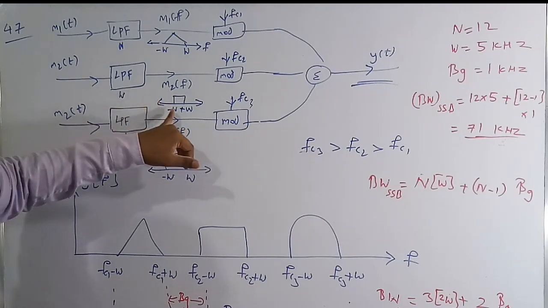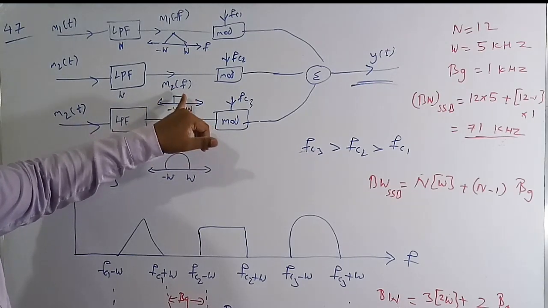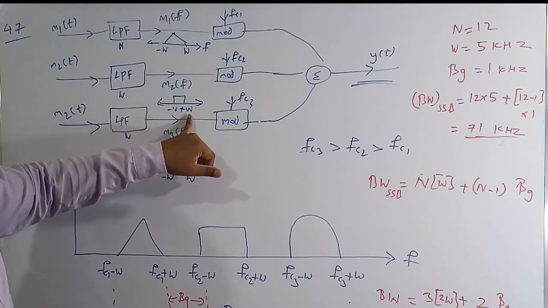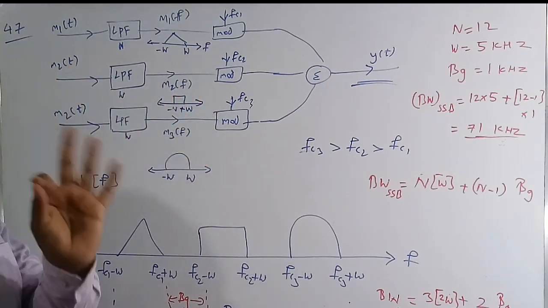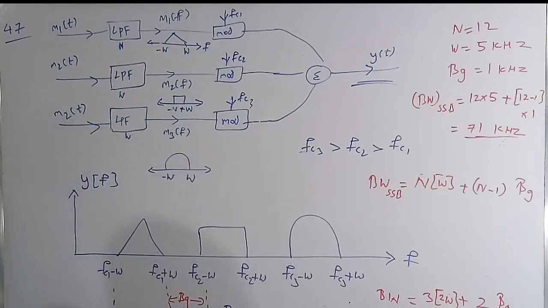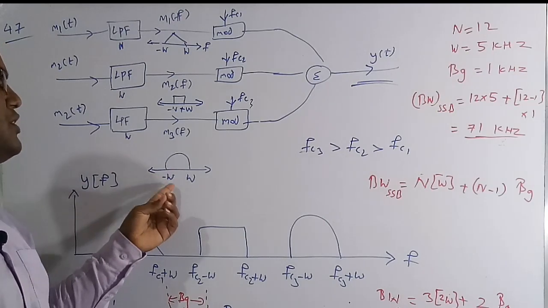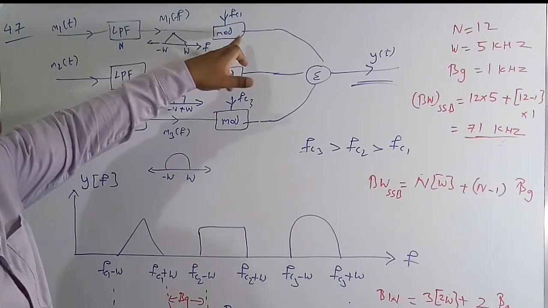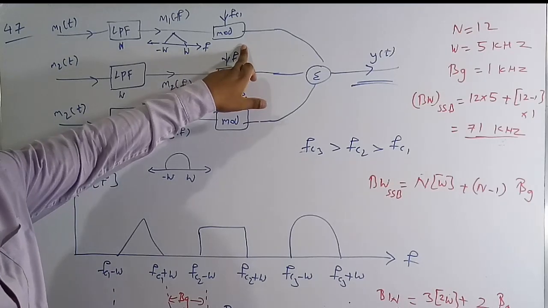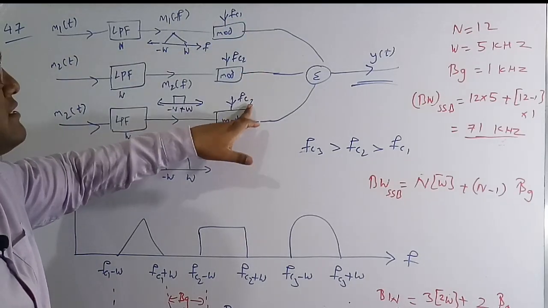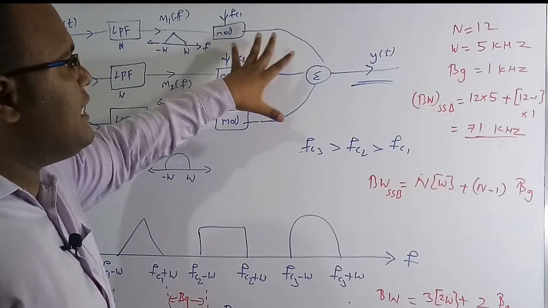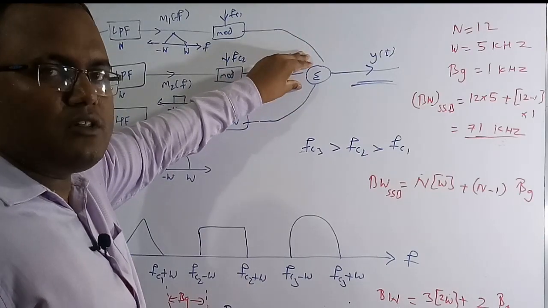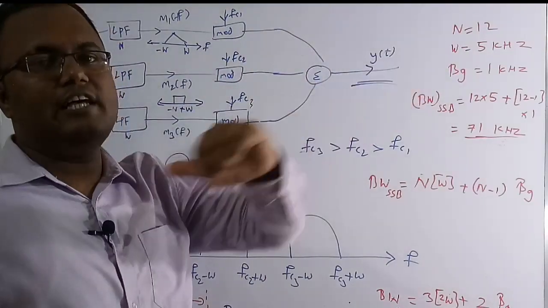Similarly for the second signal, let me assume a square pulse from minus W to plus W. Bandwidth is only the positive frequency, so 0 to W is again W. So here also the Fourier transform of M3 looks like this, from minus W to W. Now these 3 signals are modulated using the modulation technique with different carrier frequencies, and then we sum all these signals and transmit.